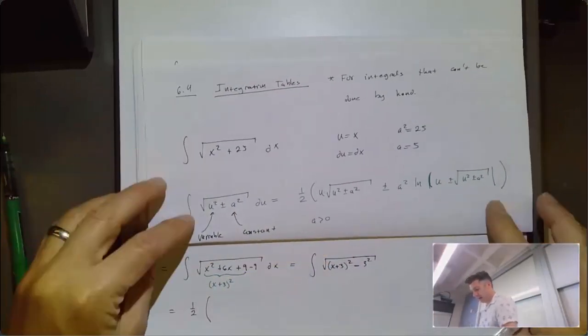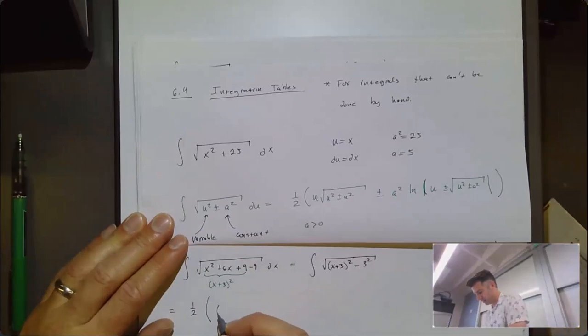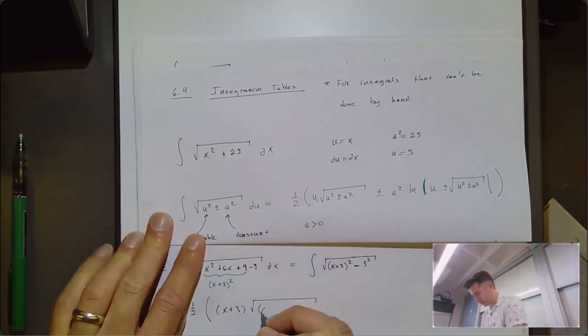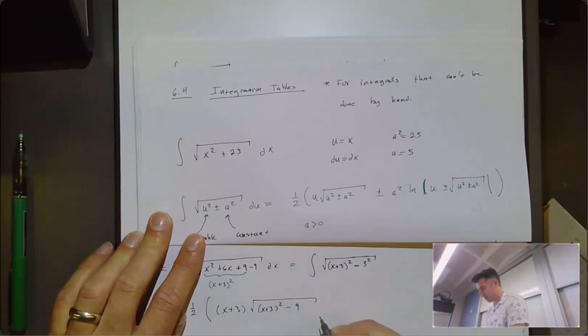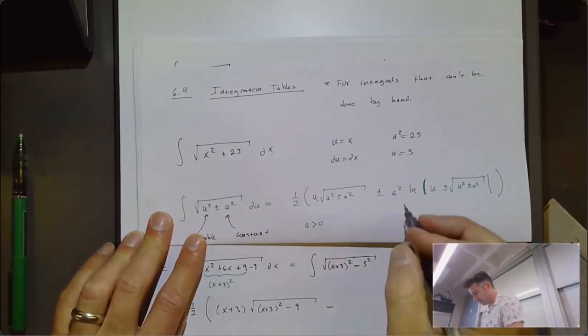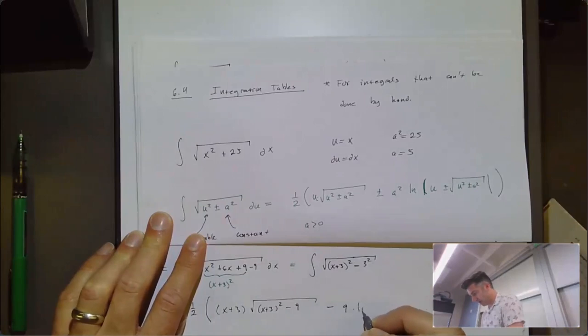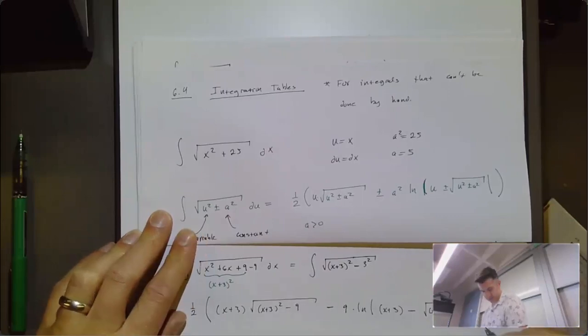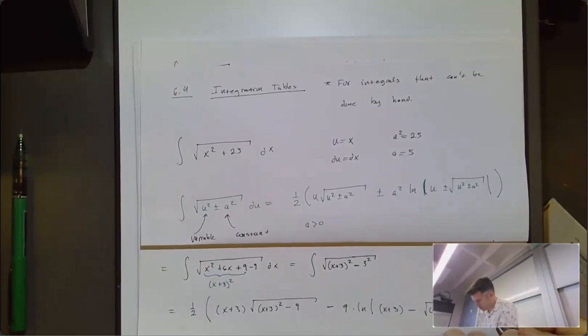Okay, so we're going to have 1/2 times u, which is x plus 3, times the square root of u squared minus a squared. So it's going to be x plus 3 squared minus 9, minus a squared times the natural log of the absolute value of u minus the square root of u squared minus a squared, plus c. I have that plus c.